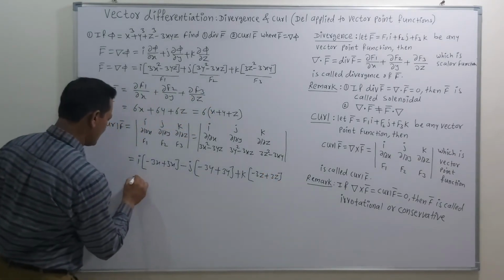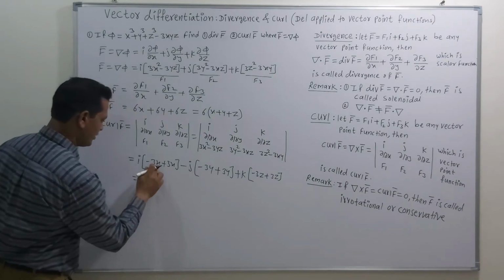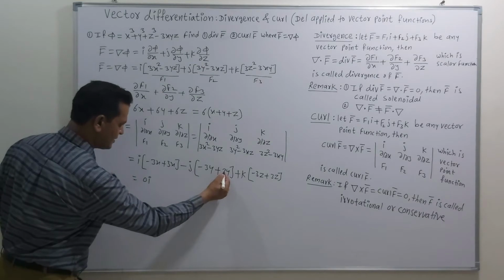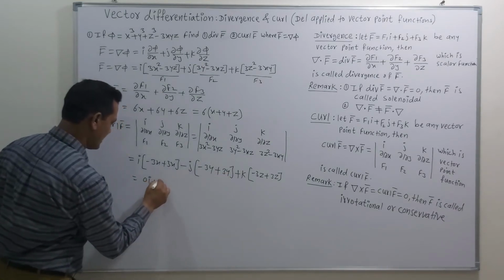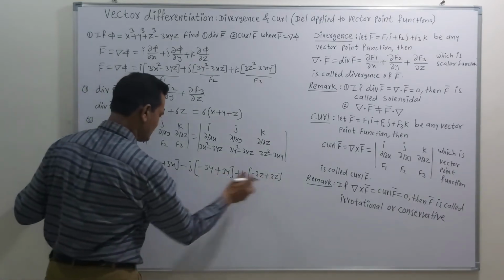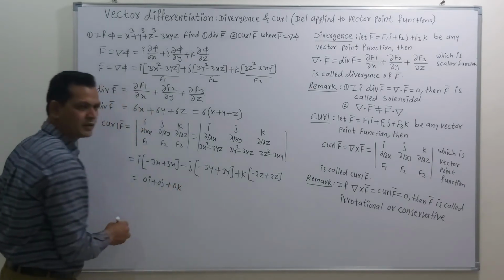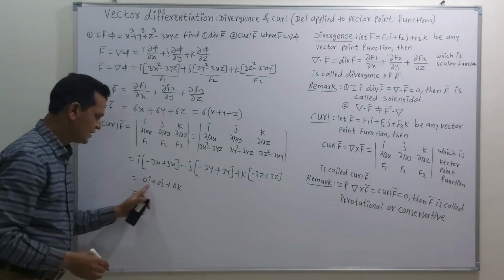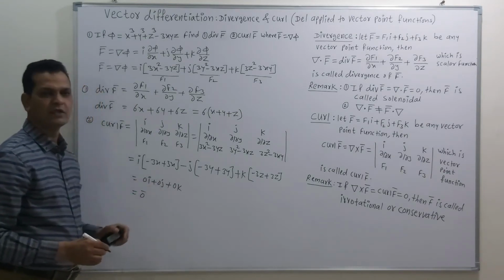So here we get 0i, because these two terms will get cancelled. This is again 0, so we can write this as 0j. This is also 0, so we can write this as 0k, or sometimes we may call this the zero vector. So the zero vector denotes 0i plus 0j plus 0k.